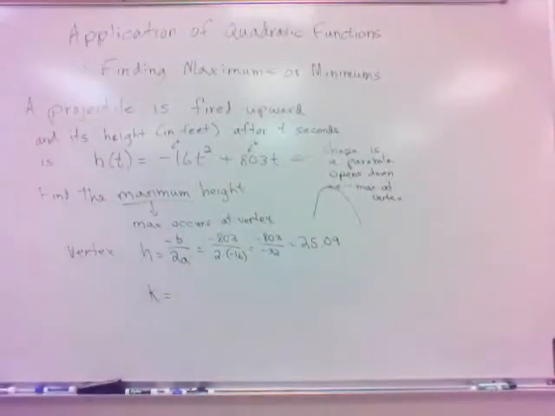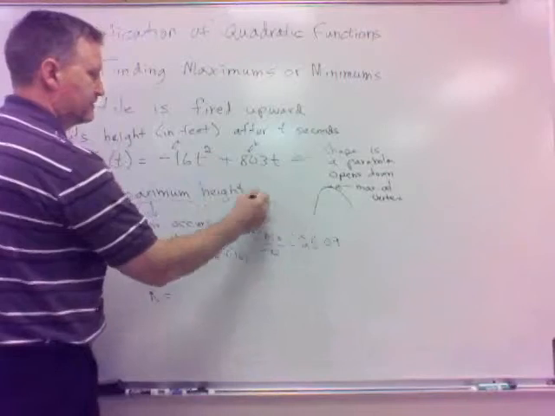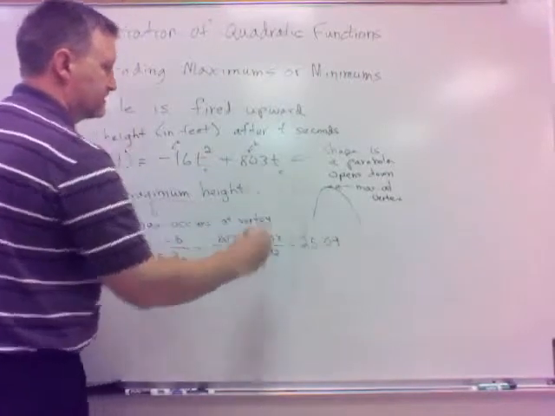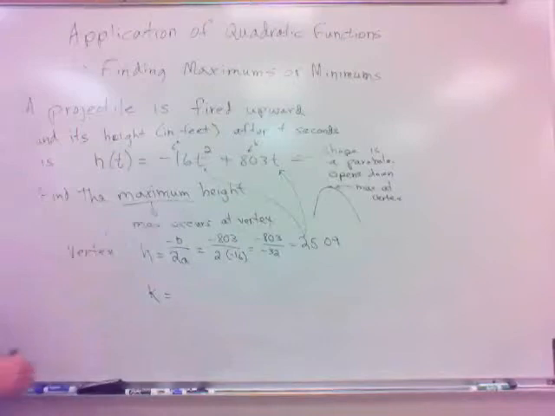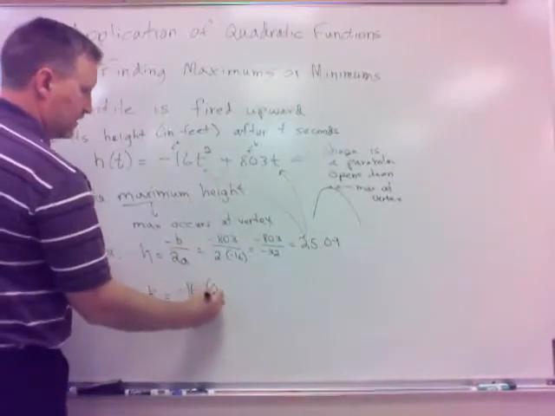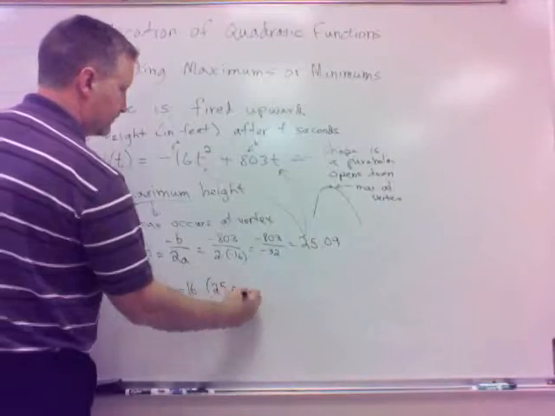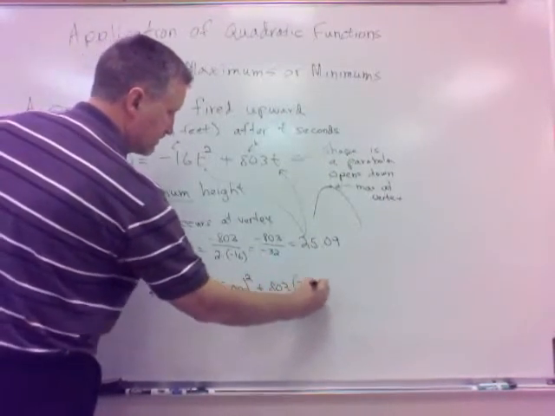K then would be what? How do I get k? Well, I don't have x's in this case. I've got t's. So wouldn't I plug this in for t in this case? Since t is playing the role of x, just plug that 25.09 in for t. Negative 16 times 25.09 squared plus 803 times 25.09.